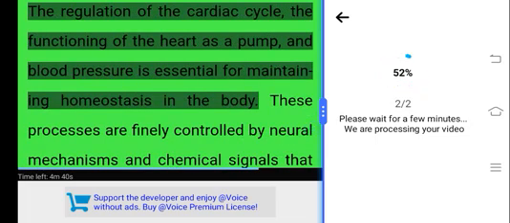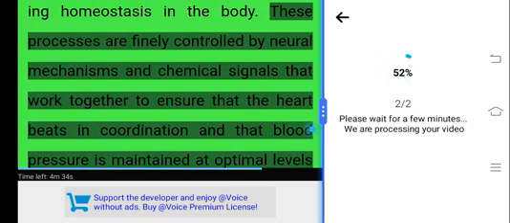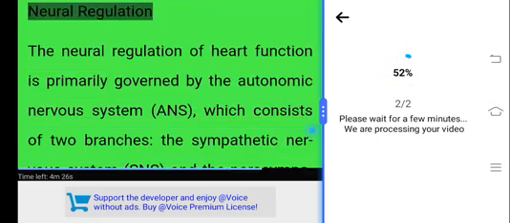The regulation of the cardiac cycle, the functioning of the heart as a pump, and blood pressure is essential for maintaining homeostasis in the body. These processes are finely controlled by neural mechanisms and chemical signals that work together to ensure that the heart beats in coordination and that blood pressure is maintained at optimal levels to provide tissues with nutrients and oxygen. Neural regulation.